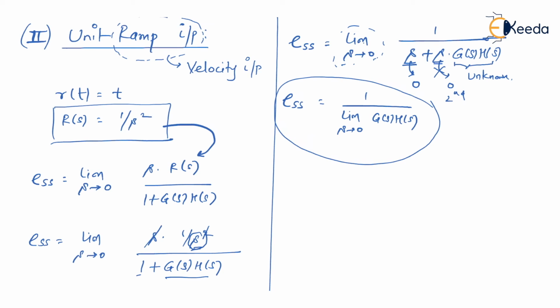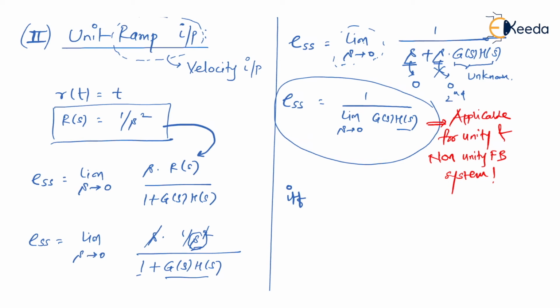And again, let me tell you, this formula is applicable for unity as well as non-unity feedback. For unity feedback, h of s value equal to 1. For non-unity feedback, h of s may be something, of course, other than 1. So you have to only substitute over here. So this formula is in general applicable for unity as well as non-unity feedback system.